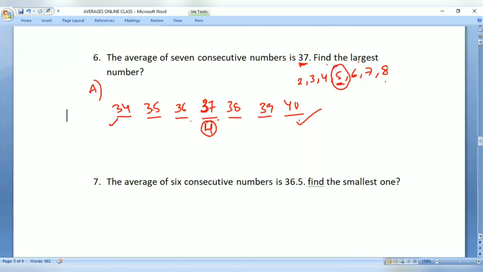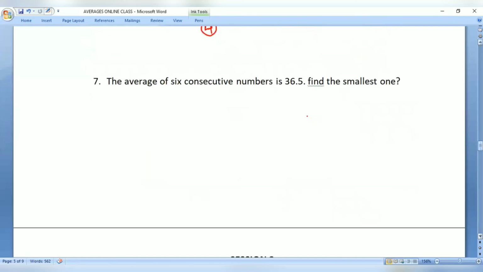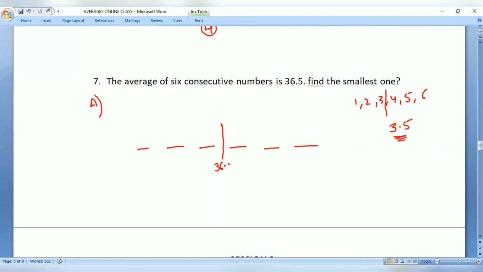Now, observe a similar kind of problem here. It says the average of 6 consecutive numbers. Whenever there is an even number of places, what I told you: 1, 2, 3, 4, 5, then 6. How do I calculate it? Between 3 and 4, there is an average called 3.5. So that we have considered as the average. Similarly, there is a value in between which says 36.5.